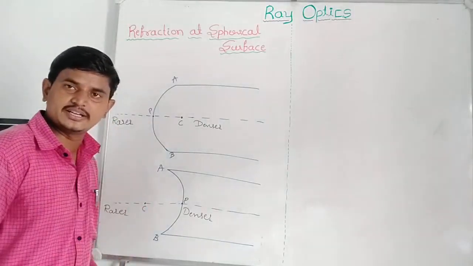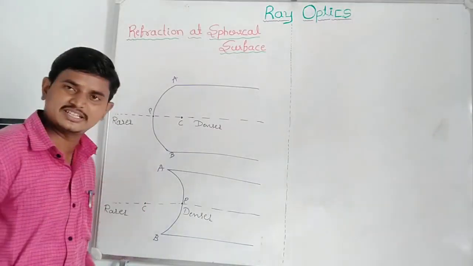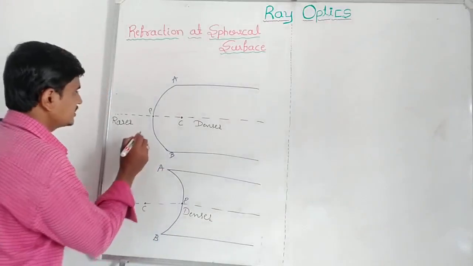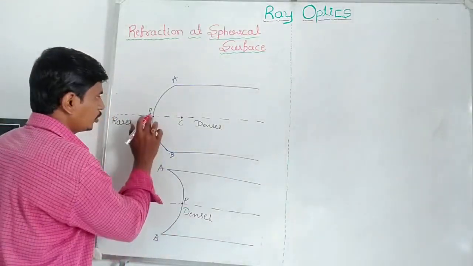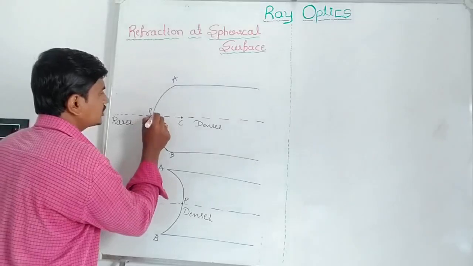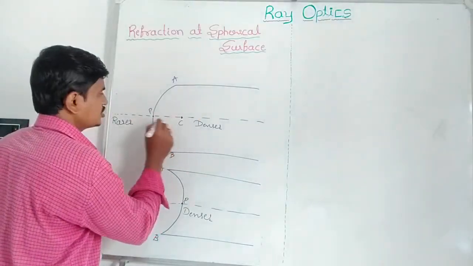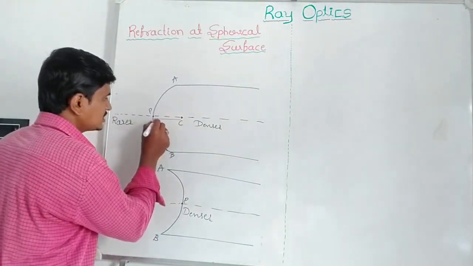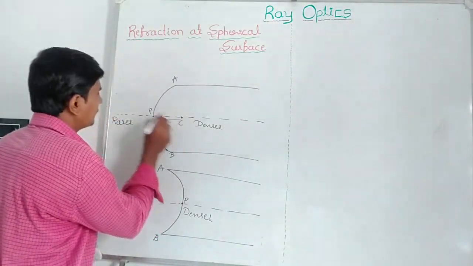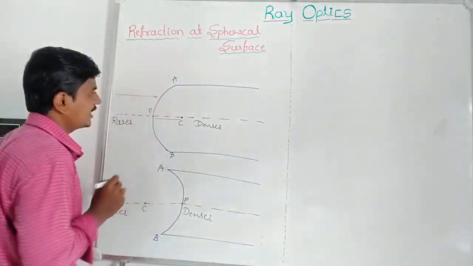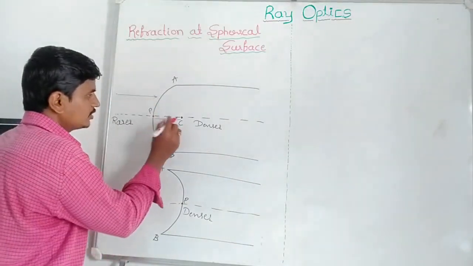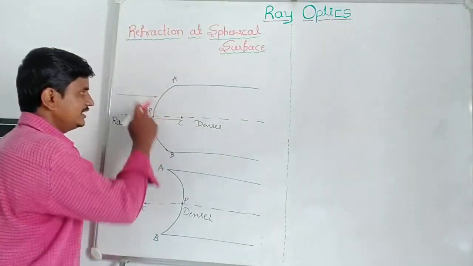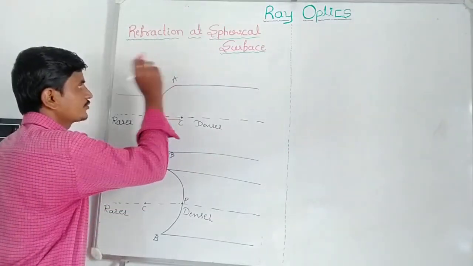Then the distance measured is taken as negative if it is opposite to the direction of incident light. All measurements start from the pole only. Imagine the distance from P to C. The incident light direction is the same, so the direction of measurement and the direction of incident light are both the same, then it is taken as positive.